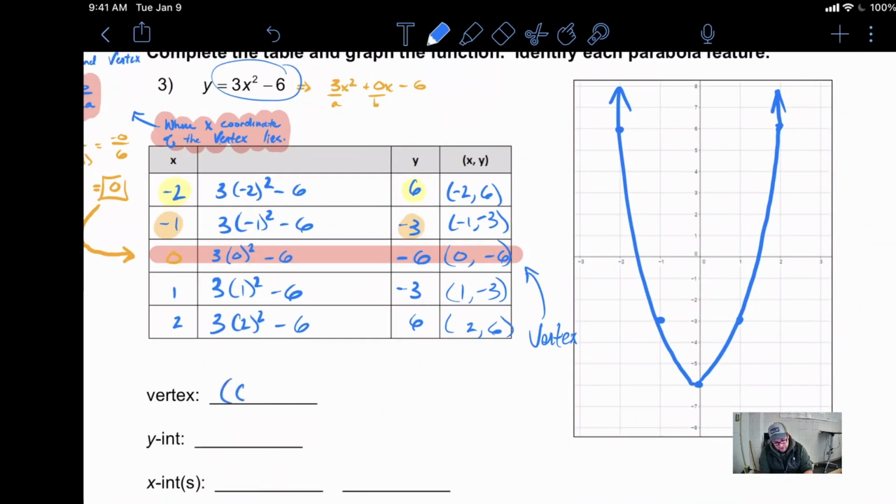So 0, negative 6. Now, you should also be able to look at the graph here and identify that our vertex is located right there and grab the point from there.